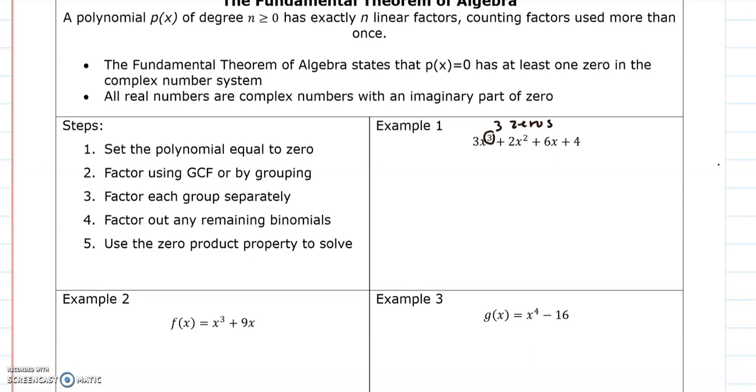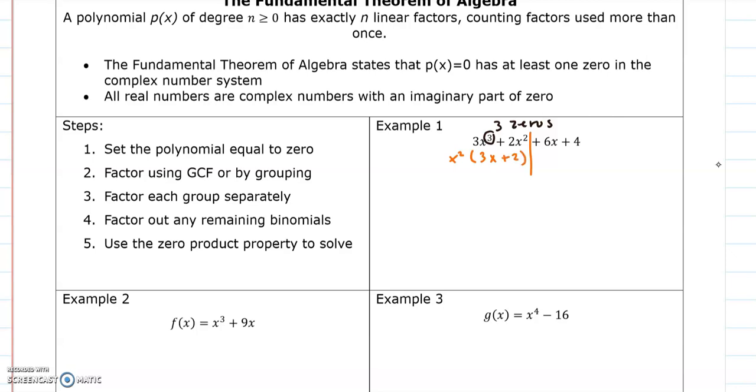For this one, I'm going to factor by grouping. There's not a GCF I can take out first, so I'm going to go straight to grouping. So I'm going to group here. 3x cubed plus 2x squared, that's my first group. I'm going to take out my greatest common factor, which is an x squared. What's left is 3x plus 2.